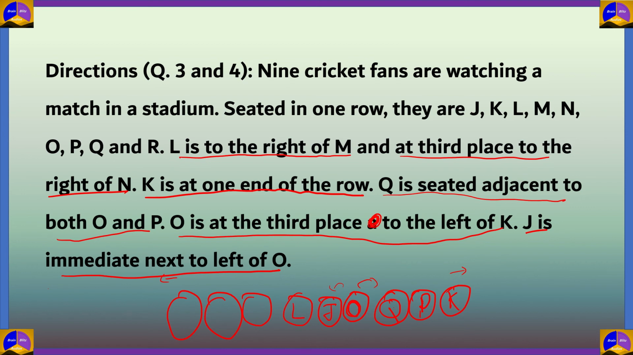So N would be 3rd place to the left of L, so N would be here, and L is to the right of M, so M is to the left of L. M would be here. So let's see. J, K, L, M, N, O, P, Q. Remaining person is R, so R would be there.